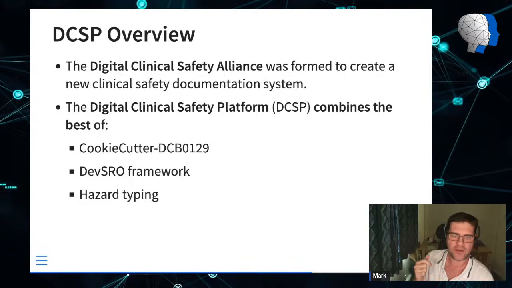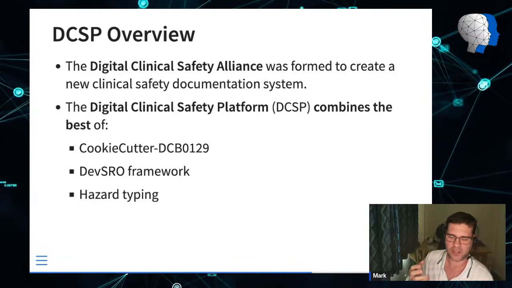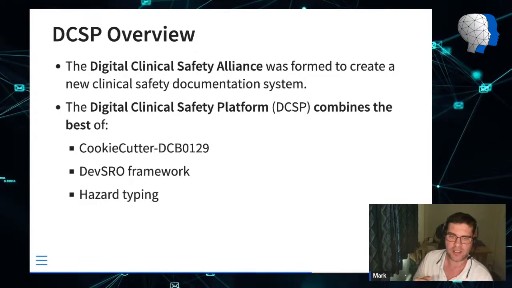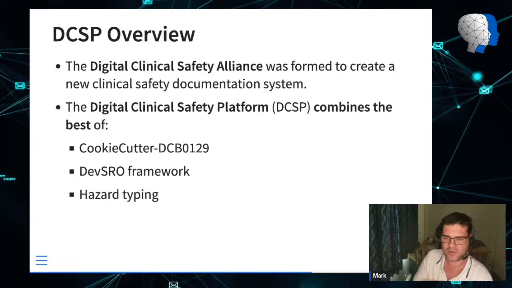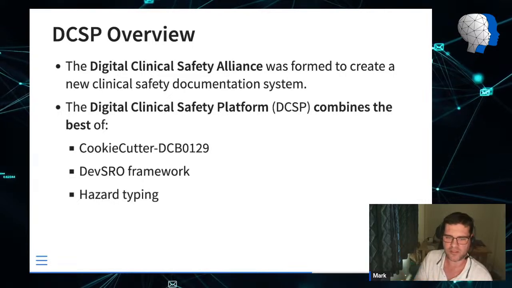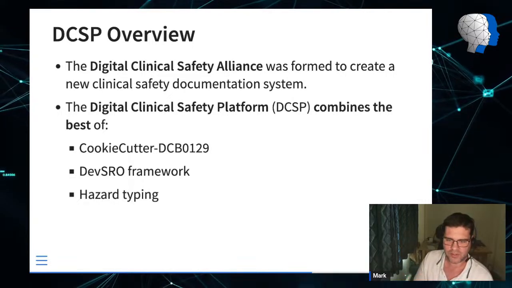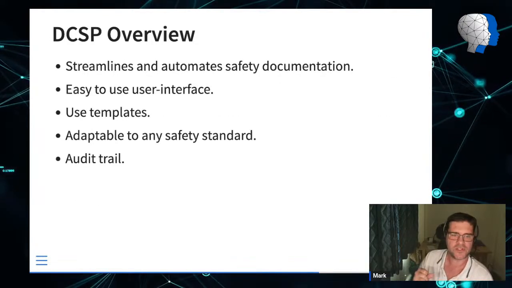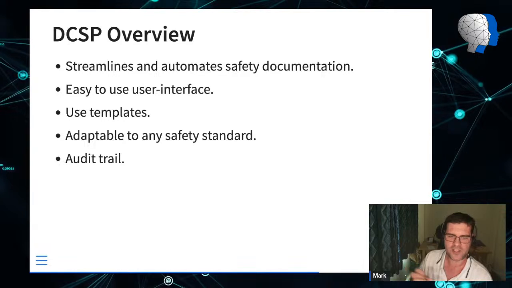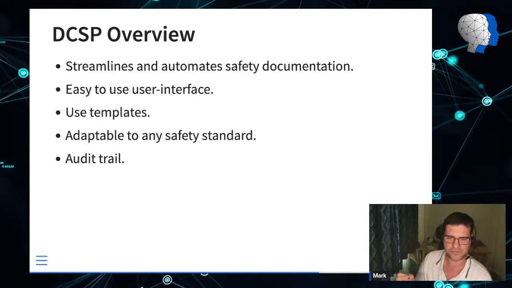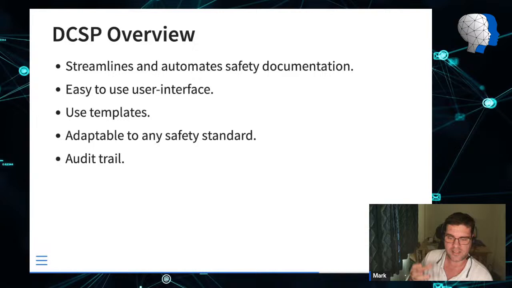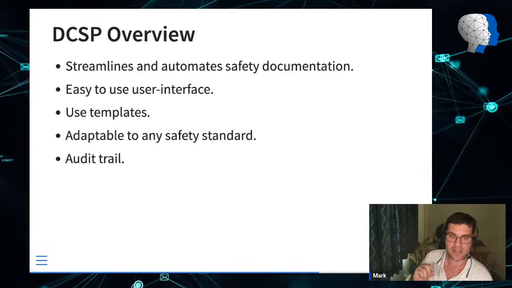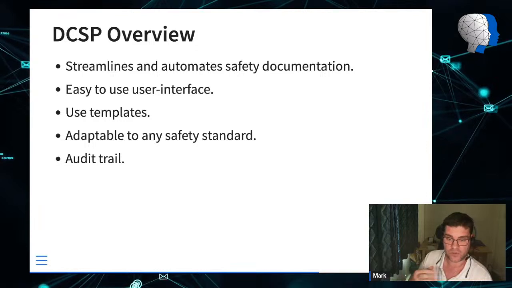The digital clinical safety platform has been built, as Michelle has kindly pointed out, by those in the Alliance. It combines pretty much everything we just discussed: the Cookiecutter DCB0129, the DevStro framework, and also the hazard typing. An overview of it: it streamlines and automates safety documentation. It has an easy to use user interface, it uses templates and is adaptable to any safety standard, and it has an audit trail.